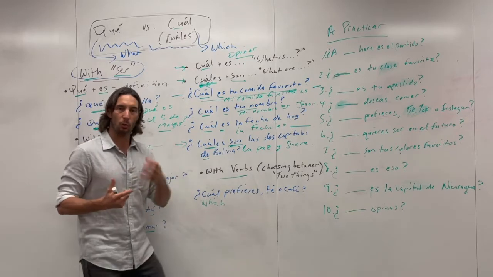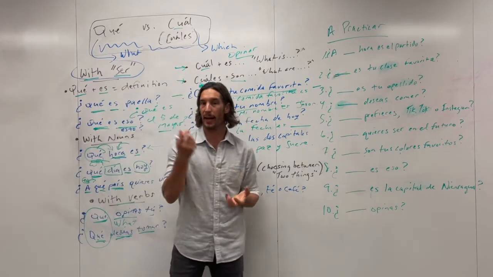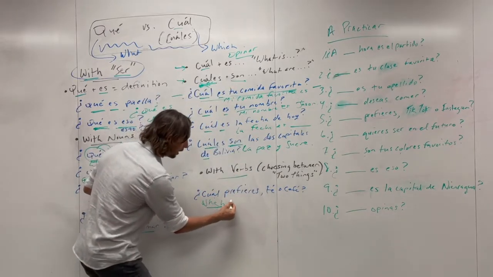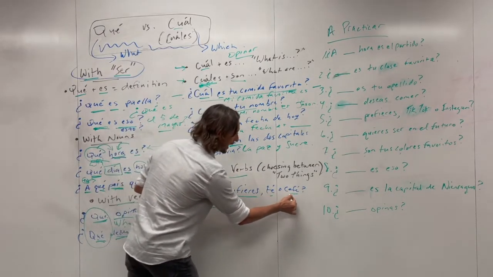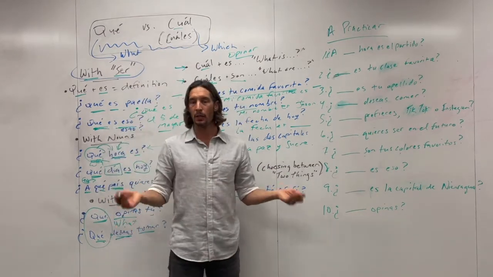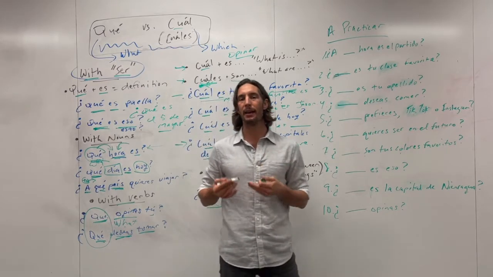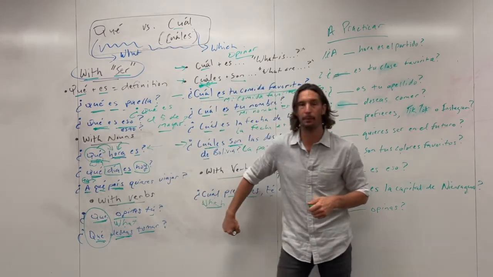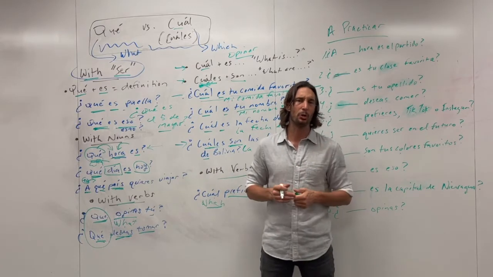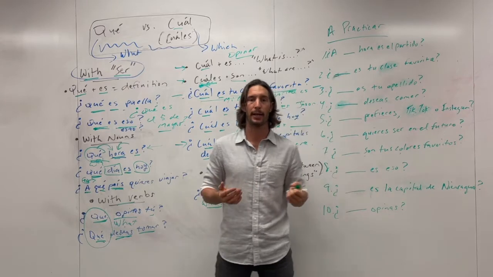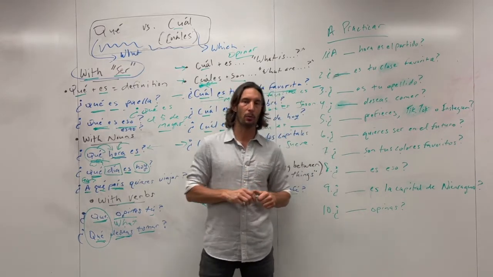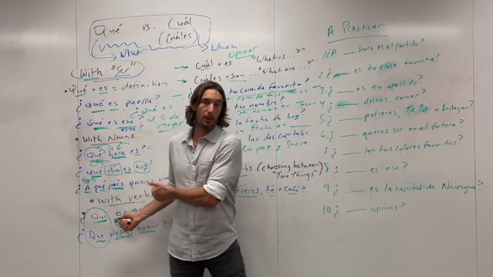¿Cuál prefieres? Which do you prefer? So I have tea and I have coffee, and I'm saying, which do you prefer? ¿Té o café? ¿Cuál prefieres? ¿Té o café? So we use cuál instead of que with the verb. If you're asking which someone prefers, you're giving them two options or more than one option, and you want to say which one. That's how that would work as compared to its counterpart over here with que.